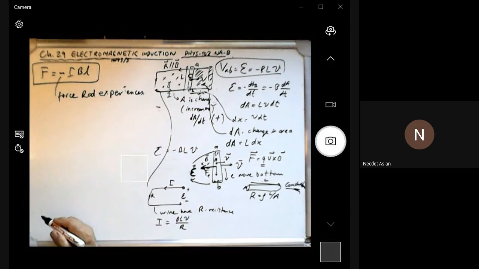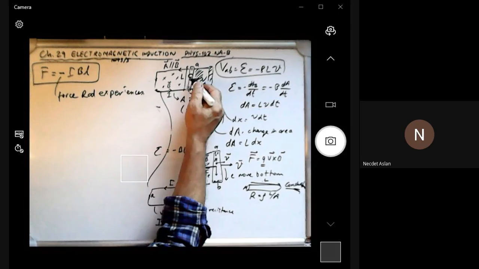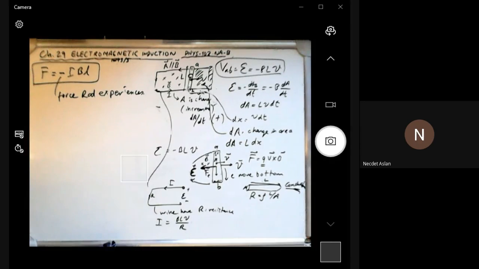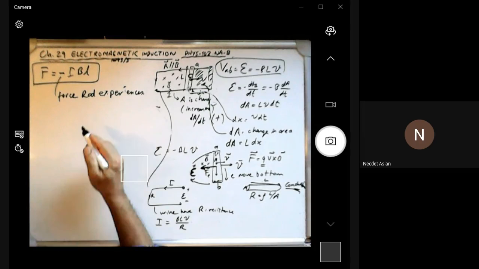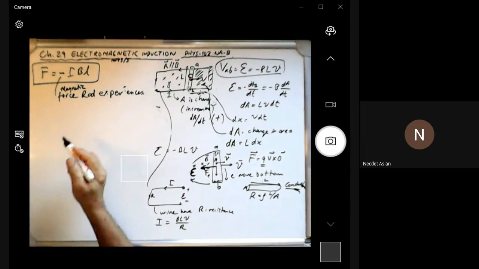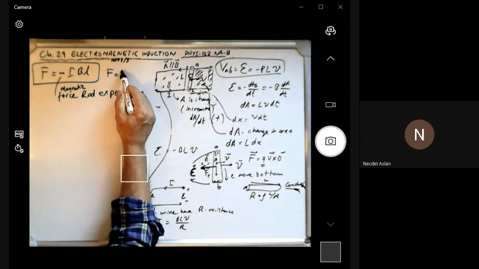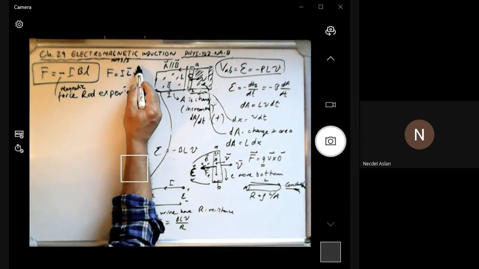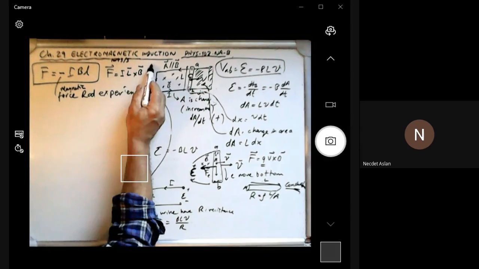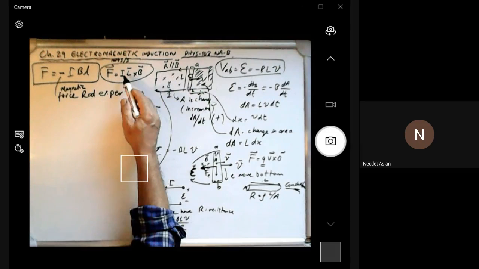Although the rod is moving to the right, there is a magnetic force to the left. Remember also the expression F equals I L cross B. We had seen this. Any conductor will experience a force if current passes through it. This is exactly what's happening here.